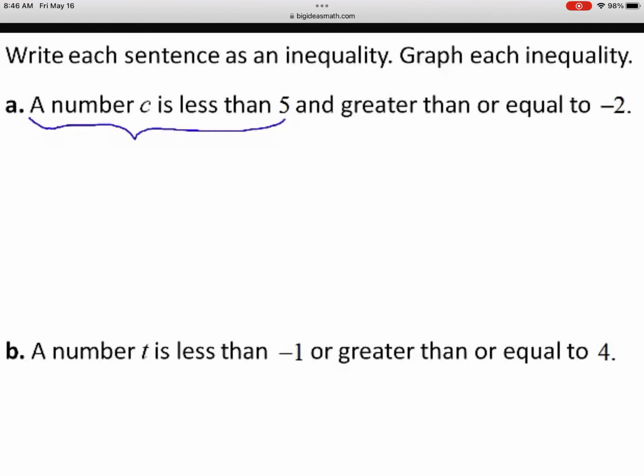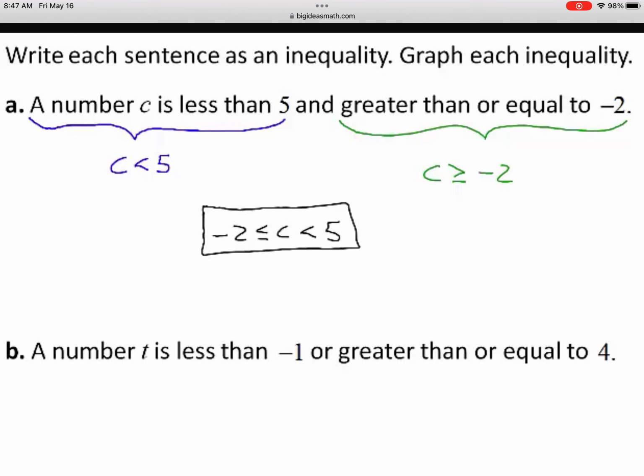A number C is less than 5 can be written as C less than 5. A number C is greater than or equal to -2 can be written as C greater than or equal to -2. Because C is both greater than or equal to -2 and less than 5, an inequality that represents the sentence is -2 less than or equal to C less than 5.